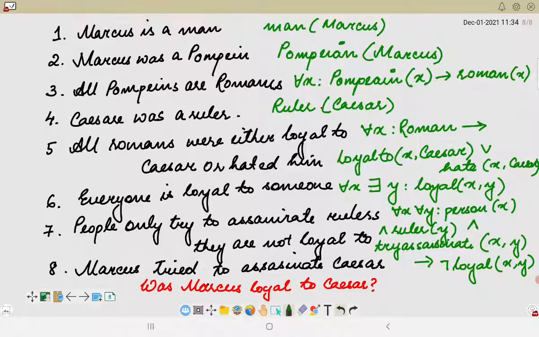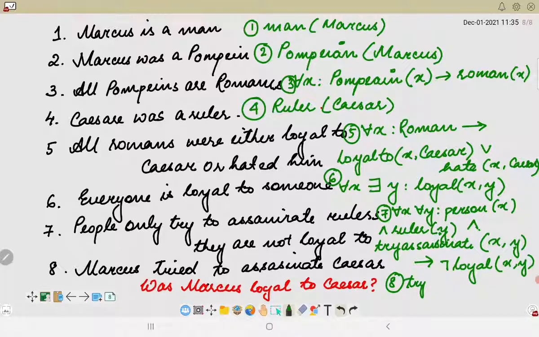All right, so this one is 1, 2, 3, 4, 5, then we have 6, then we have 7. So you have to understand point 7 really carefully. For all x and all y, if x is a person and y is a ruler, then x will try to assassinate y if x is not loyal to y, right? Simple. The last one, number 8, says who will try to assassinate whom.